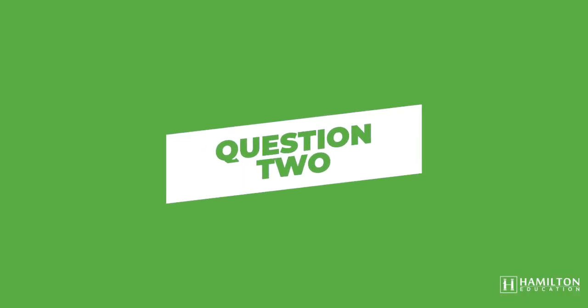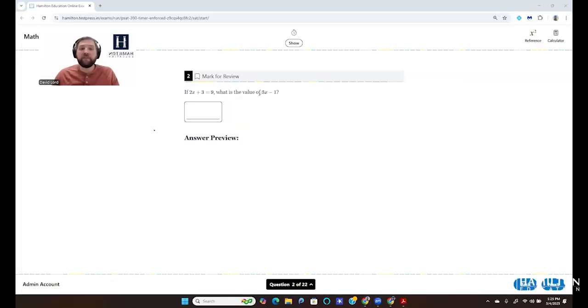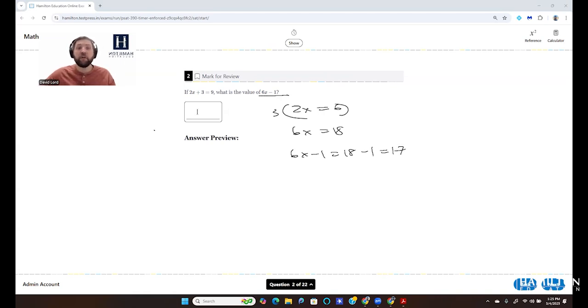Question 2. If 2x plus 3 equals 9, what is the value of 6x minus 9? So the first thing I was going to do is solve for 2x, and that's equal to 6. Now I could divide both sides by 2, get x equals 3 and plug it in, but I could also multiply both sides by 3, and that gives me 6x equals 18. And then we want to do 6x minus 9, so it's going to be 18 minus 9, or 9. But yeah, solve for x and plug it in, or solve for the expression. Either way will work for the SAT.